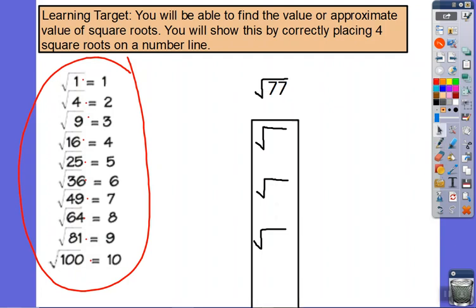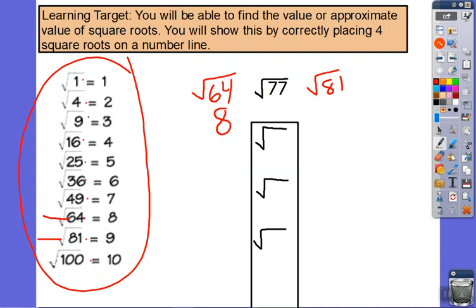But what are we going to do if we get a number like square root of 77? That is not one of our perfect square roots. So we're going to look at our list and see what's the perfect square root that is just below it. That would be 64, so I'm going to use square root of 64. And 81 is the one above it. So then I ask myself, what times itself is 64? That is 8 times 8. What times itself is 81 is 9 times 9.